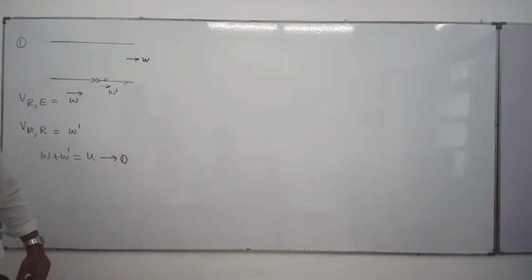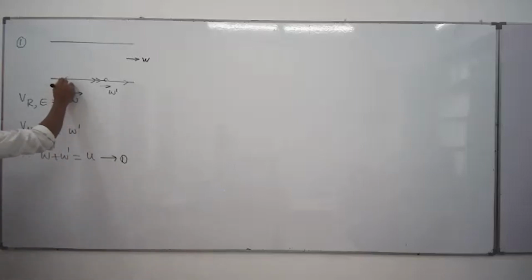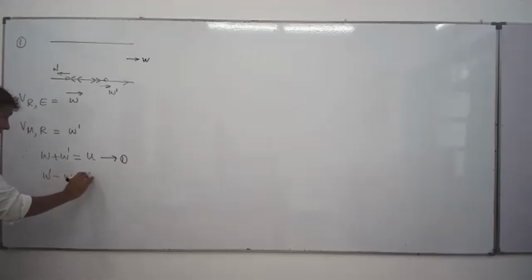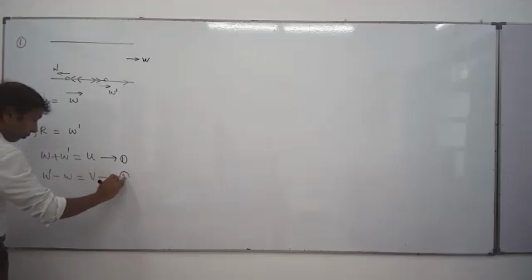Then the next one is asking the maximum velocity of the man upstream. To get the maximum velocity upstream, he should point his body this way, upstream. Then he will get velocity w dash, and the water brings him down with w. Then in the upstream direction, the maximum velocity is w dash minus w. It is given as v. It is number 2.